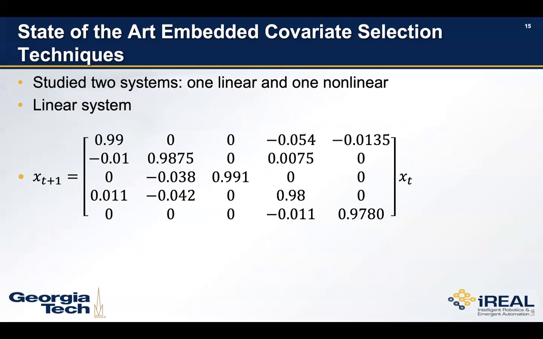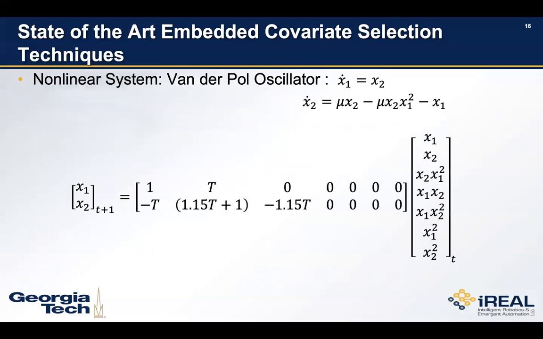Two systems were studied in this work, one linear and one nonlinear. The linear system is shown here below, and we can see that there are many zeros throughout the model that risk overfitting if the parameters are identified through the optimization routine as being non-zero. Additionally, we had a classical van der Pol oscillator that was discretized through a first order finite difference approximation.